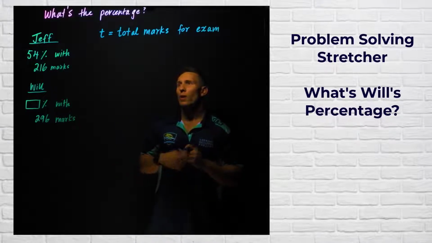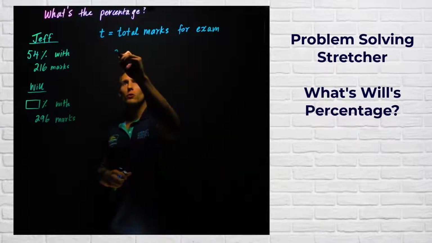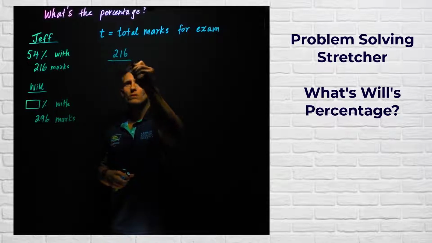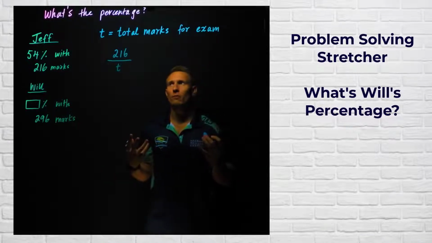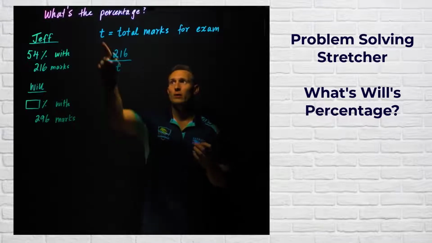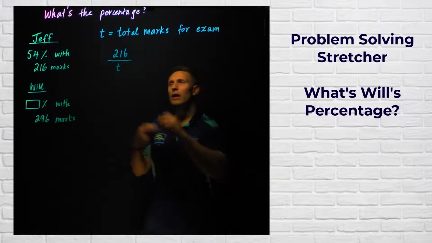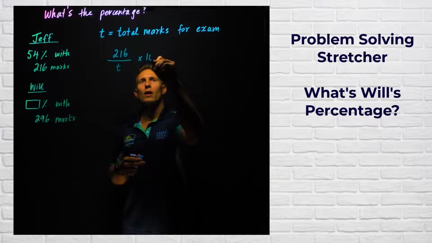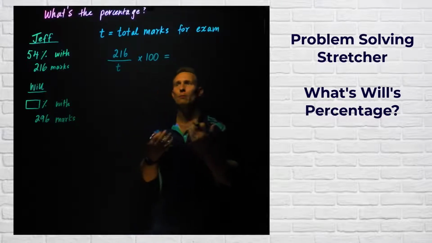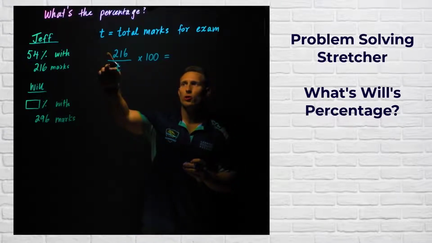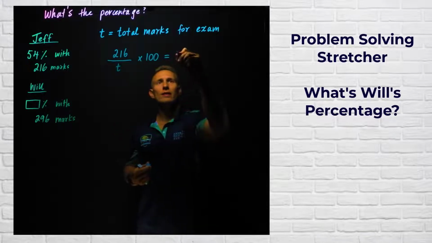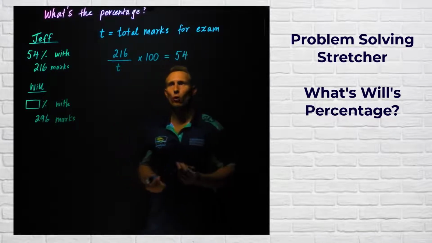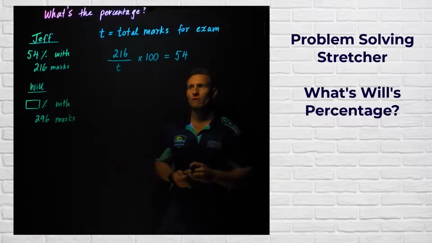So we know that Jeff got 216 out of an unknown amount. We don't know what the total number of marks on the exam was. That's why we've labelled it T. Now, if we multiply that by 100, it gives us our percentage. So what percentage 216 is of this unknown value is going to be equal to 54.